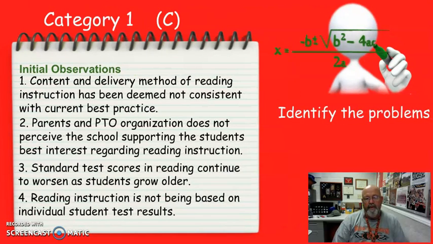Identify the problem. Content and delivery method of reading instruction has been deemed not consistent with current best practice. So apparently it hasn't been changed in years, or maybe it's just not up to date. Parents in the PTO do not perceive the school as supporting the students' best interests regarding reading instruction. Standard test scores in reading continue to worsen as students grow older. Reading instruction is not being based on individual student test results. Those are some of the problems.